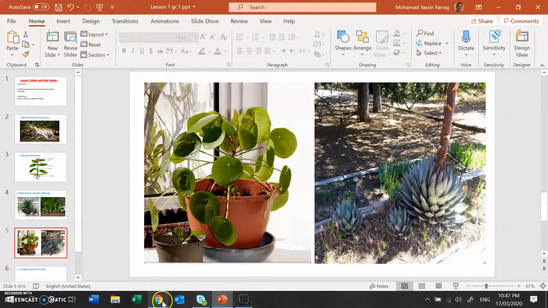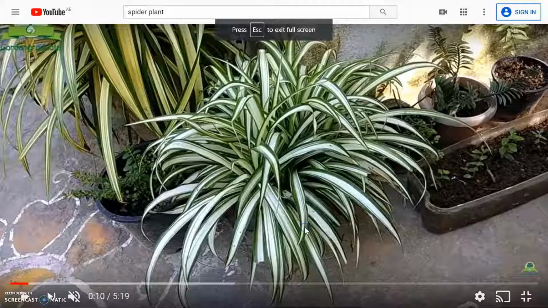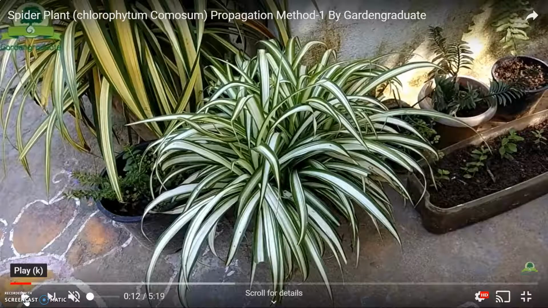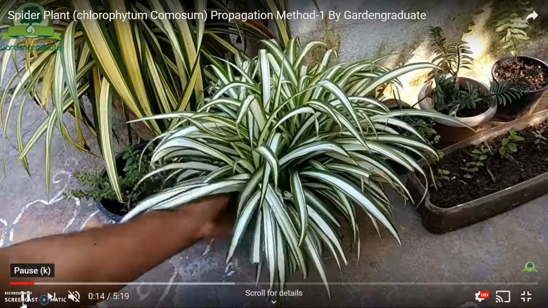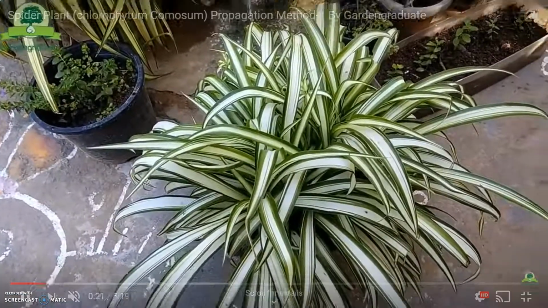Okay, now let's move to that video, let me show you. If you look here at this plant, this is a special plant. It's a very beautiful plant. I think you can find it in most of your gardens, especially the gardens at homes. This plant is called spider plant. Now let's see how this spider plant looks similar and different from its baby or offspring.